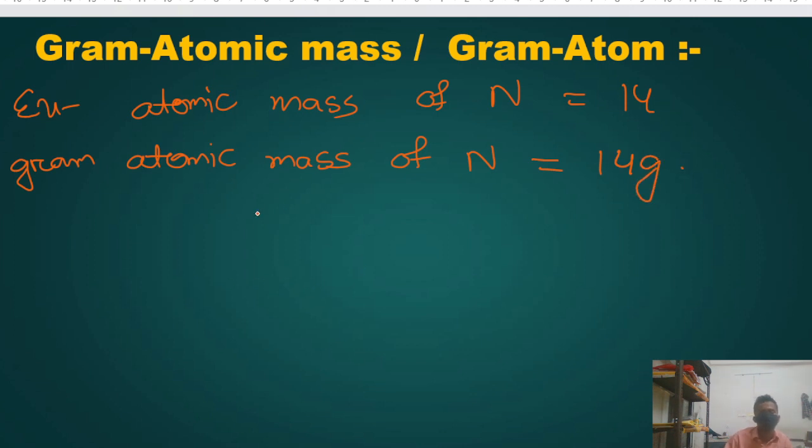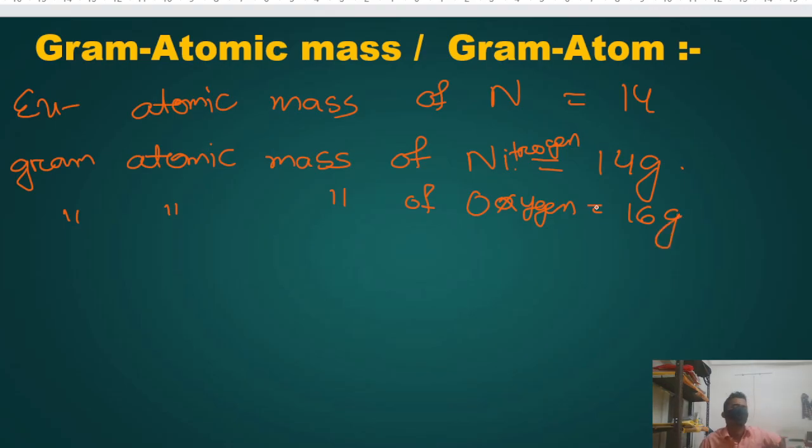Like this we can take more examples: the gram atomic mass of oxygen will be 16 gram. We can take more and more examples: gram atomic mass of carbon is 12 gram, gram atomic mass of chlorine is 35.5 gram.